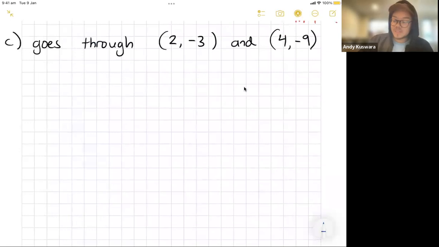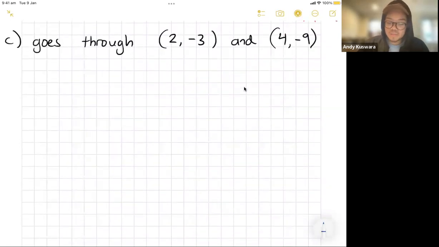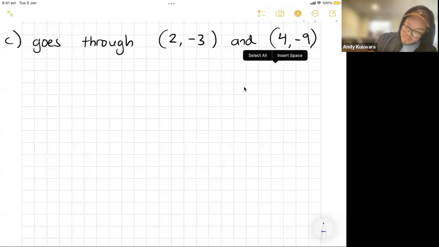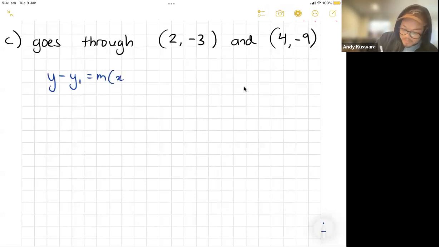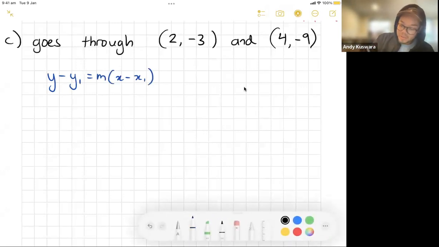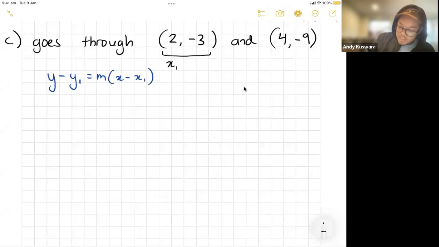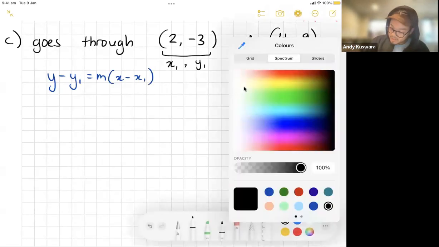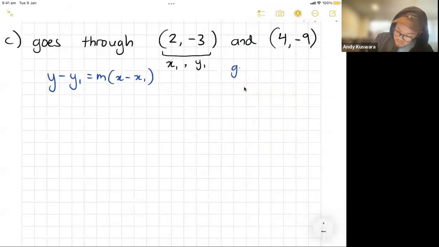What if it goes through, let's find the equation of a line that goes through these 2 points, (2, -3), (4, -9). So if I want to find the gradient that goes through these 2 points, essentially, it's still going to start with y minus y1 equals m times x minus x1. Now, in terms of this, I need to pick a point. I'm going to let this one be my x1 and my y1, just simply because the numbers are smaller. So I've got a point. The only thing I'm missing now is a gradient.